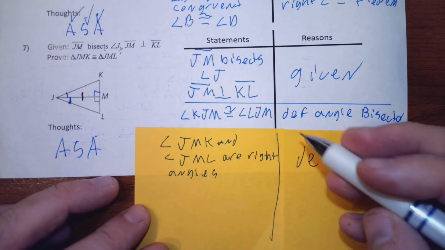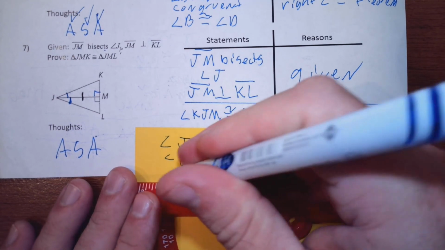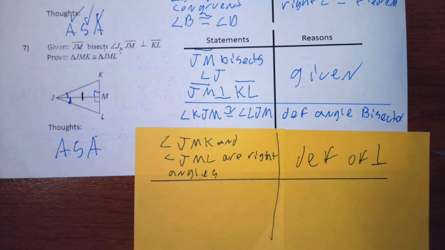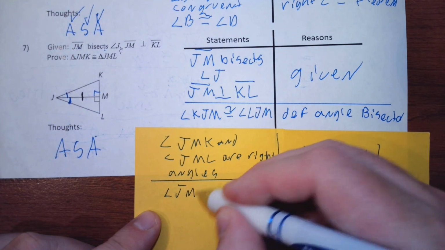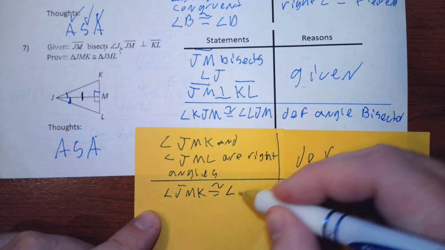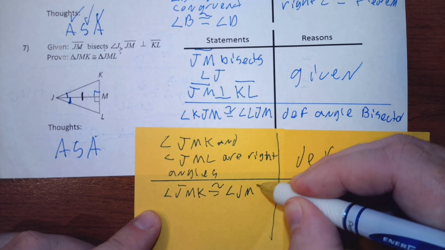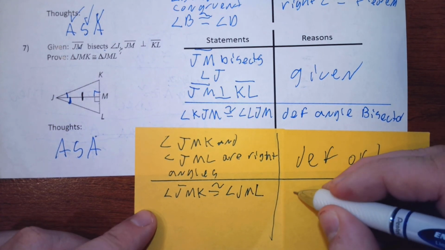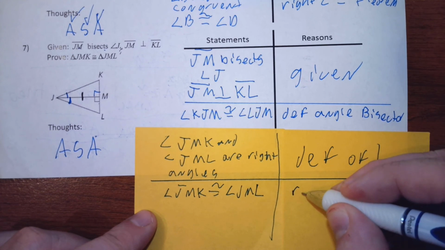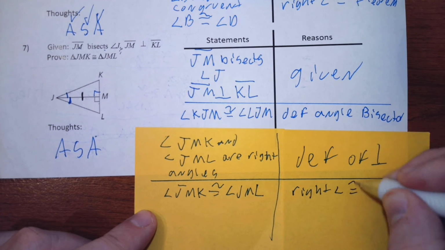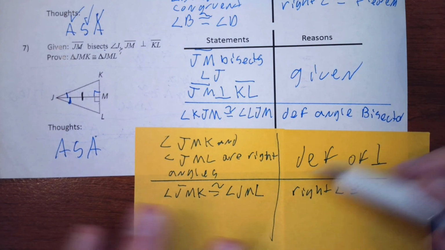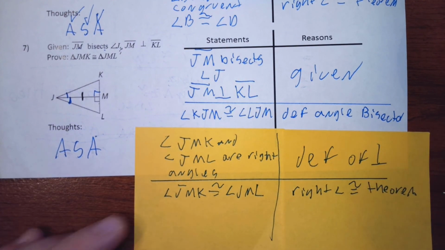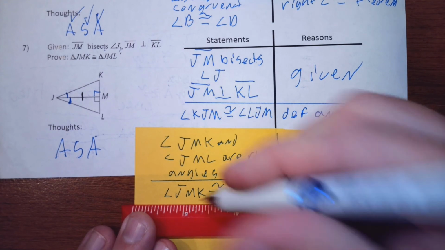And what we really need to do for ASA, even though I can get the argument, what you really need to do is make that further statement that angle JMK is congruent to angle JML, and that is because of the right angle congruency theorem. Okay, so you might not have both, but you need one of them, something to communicate it. If you got both, that probably will be bonus points. All right, so moving on, spent a lot of time on that one.